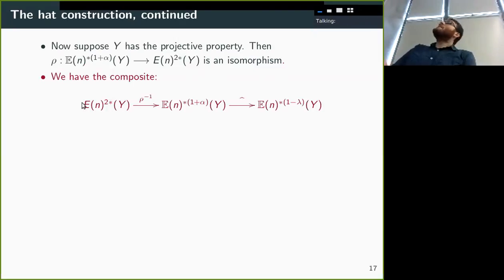Let's take the EN cohomology of Y in even degrees. So this is something we know in all of the examples that I said. And we take row inverse, we take this isomorphism backwards to end up in the equivariant cohomology in diagonal degrees. And then we apply the hat construction to it. So we shift all these classes into integral degrees.